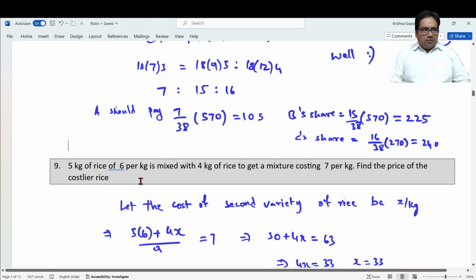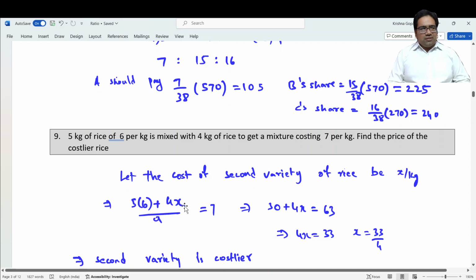Let us assume the cost of the second 4 kg of rice to be x rupees per kg. What does that mean? What is the total value of this plus this? 5 into 6 plus 4 into whatever that amount is, divided by how many kilos? 5 plus 4, 9 kilos. This is equal to 7, which he is already saying. 5 into 6 plus 4 into x by 9 is equal to 7. What is x? x is the cost of the second variety of rice.